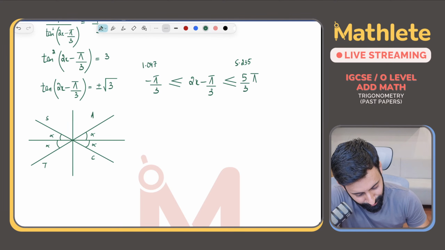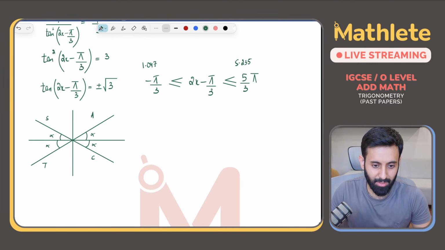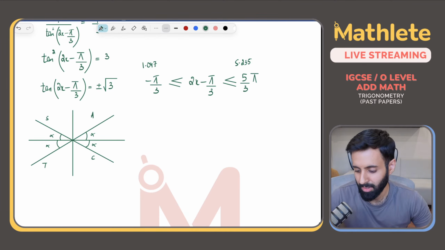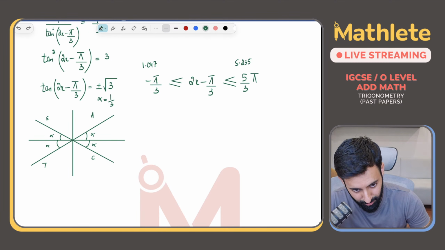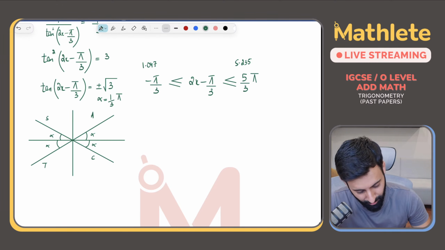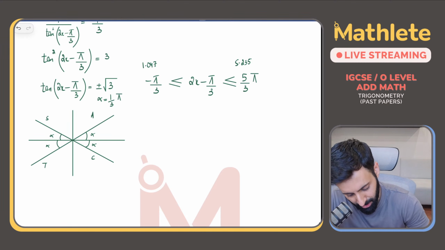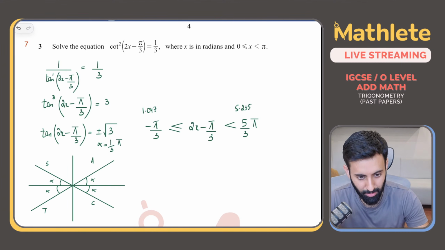So yeah, let's find alpha. Tan inverse of under root 3, that's equal to 1 upon 3 pi. Okay, now, got to be careful here. Wait, I think I've made an error. Okay.